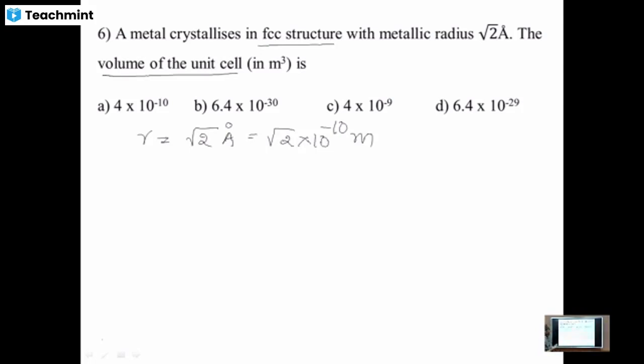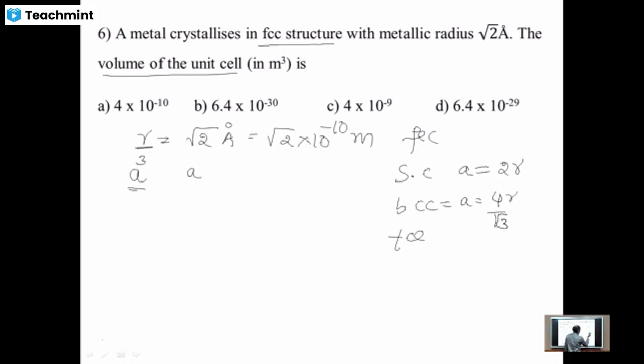What is the formula to calculate volume? Volume of unit cell is represented by a cube, where a is the edge length of the unit cell. So to calculate volume, we must know the value of a. How to calculate a? We know r and the system is FCC. There are three important cubic crystalline systems: simple cube, BCC and FCC. In simple cube, a is equal to 2r. In BCC, a is equal to 4r by root 3, and in FCC, a is equal to 2 root 2 r.